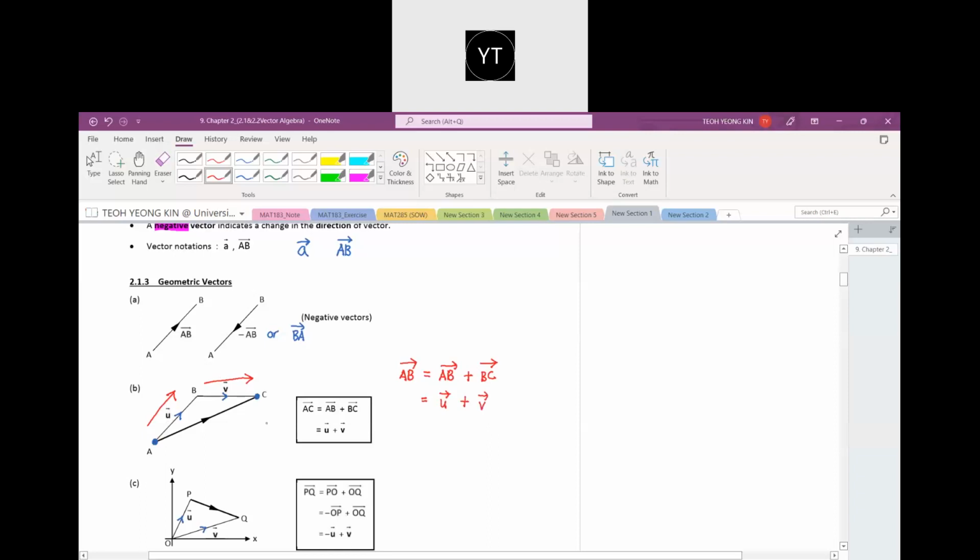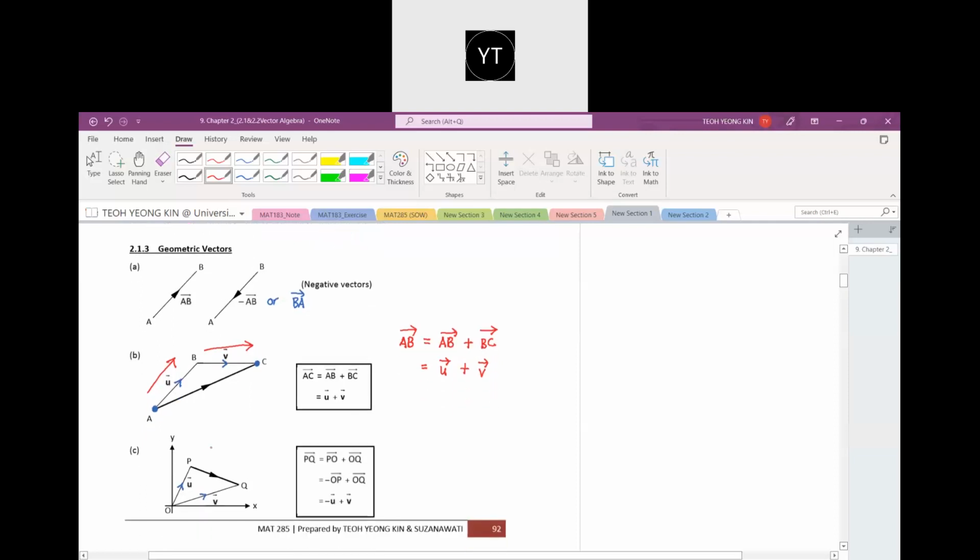Mungkin kenapa so tak boleh A to C terus? Sebab kat sini unit dia bagi A to B, B to C. A to B adalah U, B to C adalah V. Daripada A to C directly, dia tak ada unit diberi. Sebenarnya dia adalah U tambah V. Vector U plus vector V.